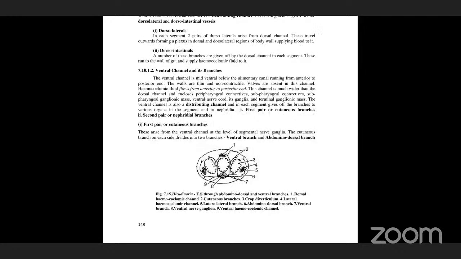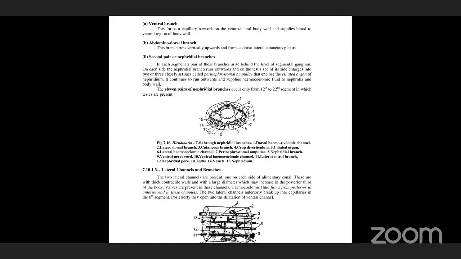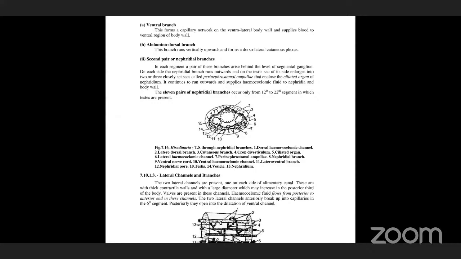So it is also again a distributing channel. Here the first pair are cutaneous branches and the second pair are nephridial branches. The cutaneous branches are again subdivided into ventral branch and abdomino-dorsal branch. The ventral branch supplies blood to the ventral region of the body wall, and the abdomino-dorsal branch provides blood to the dorsolateral cutaneous plexus, the dorsal part of the region.